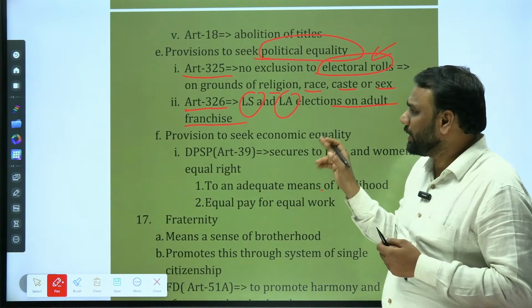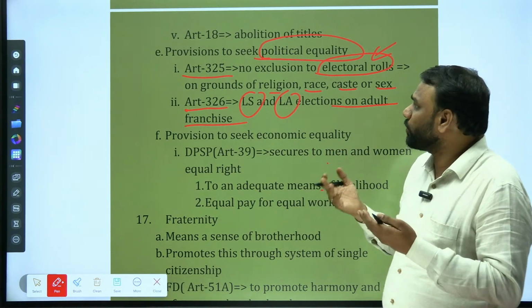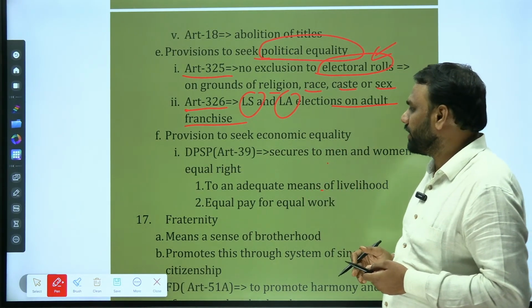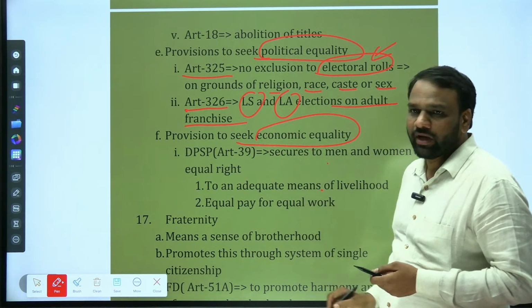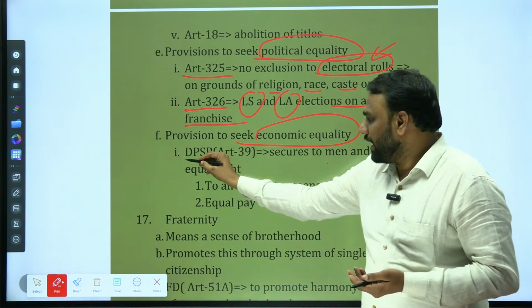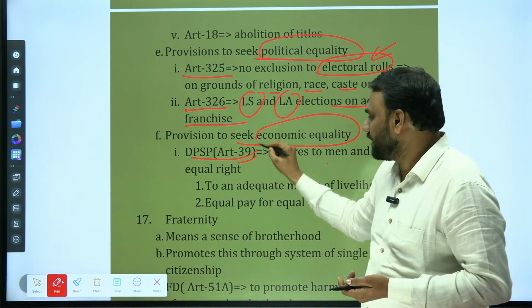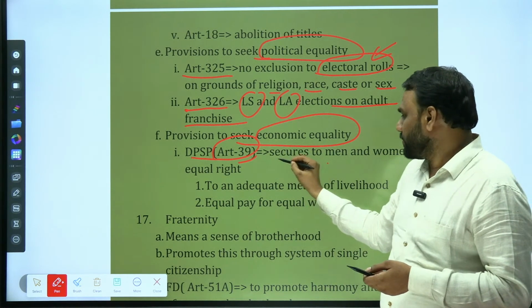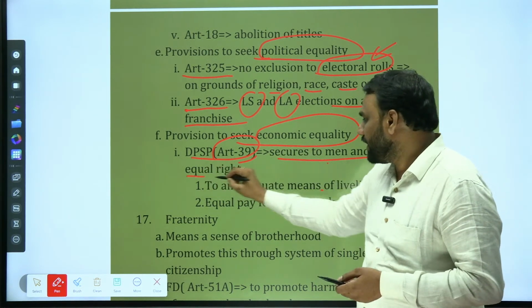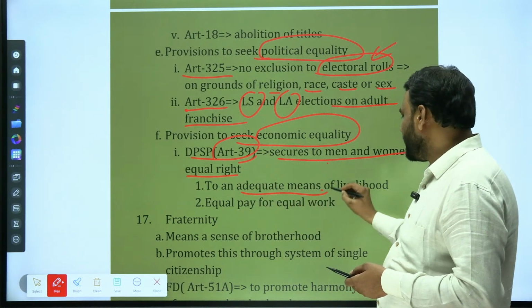So article number 325 and 326, they seek to promote what? Political equality. Provisions to seek economic equality. Okay. So DPSP, article number 39. In detail we will be discussing when we start discussing directive principles of state policy. It secures to men and women equal right to an adequate means of livelihood.